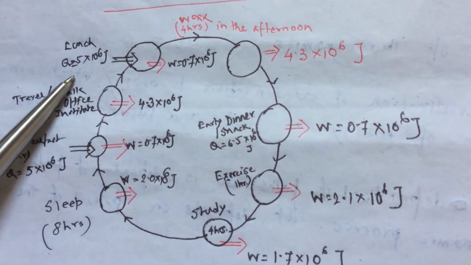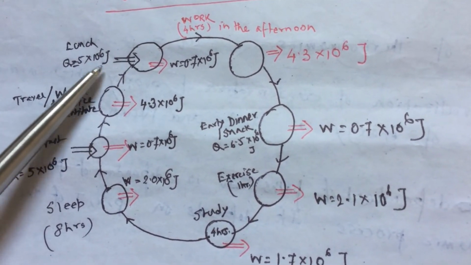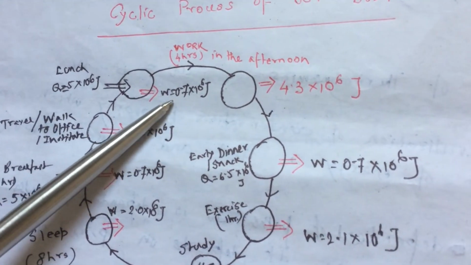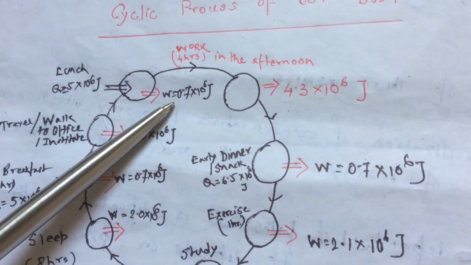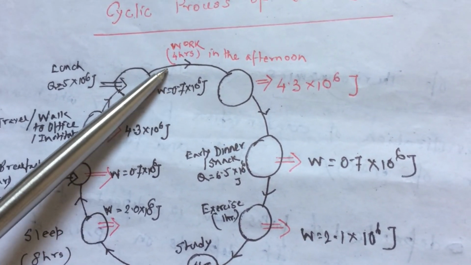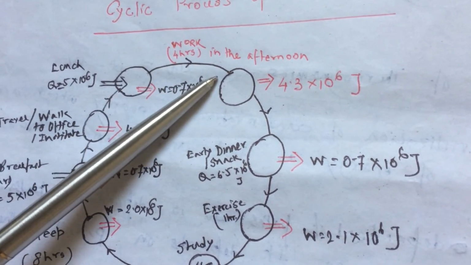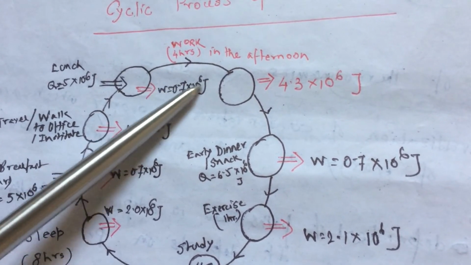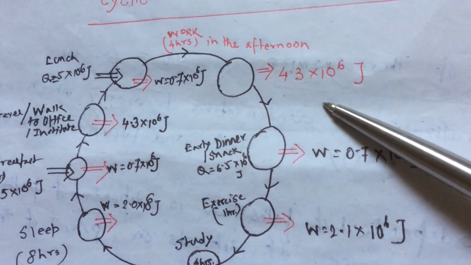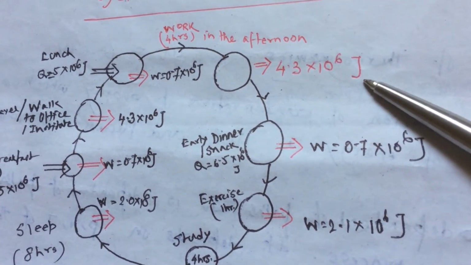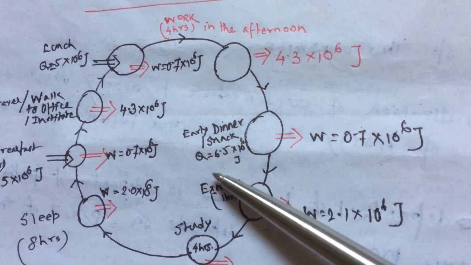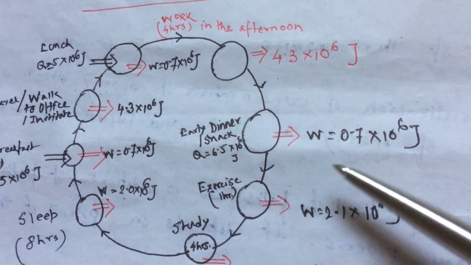In lunch, I have taken 5 × 10⁶ joule of energy from my food. Then again I'll do work, which is W equal to 0.7 × 10⁶ joule. Then again after doing 4 hours in the afternoon, which costs 4.3 × 10⁶ joule amount of work done. Then I did some early dinner. This is my Q intake, calorie intake. This is my work done.